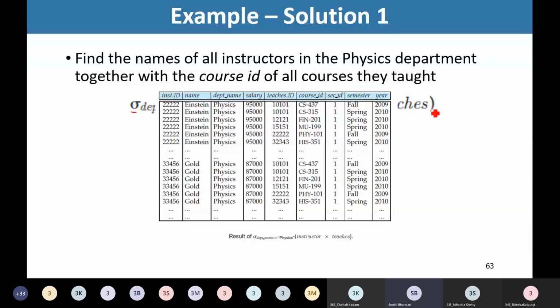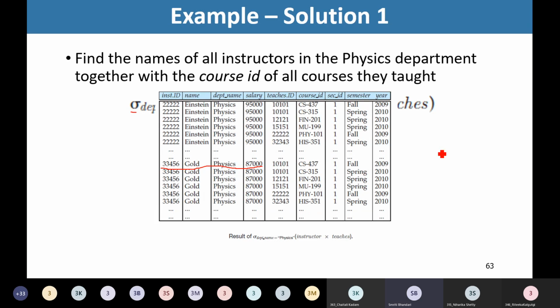So in this cross product with the condition department name equal to physics, what we are getting is this instructor from physics department, right? So this tuple gets paired with every tuple in teachers. Also, this instructor tuple from physics department gets paired with every tuple in teachers relation. So this is what we are getting as the output.